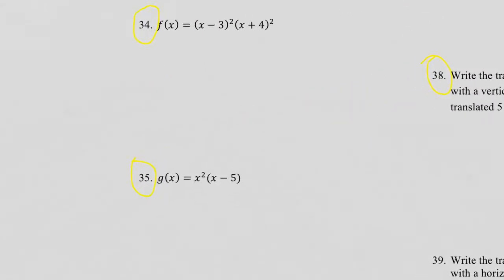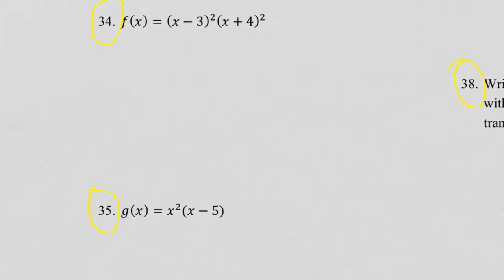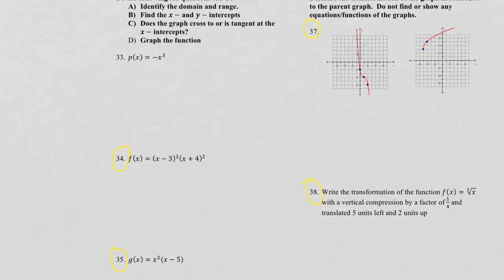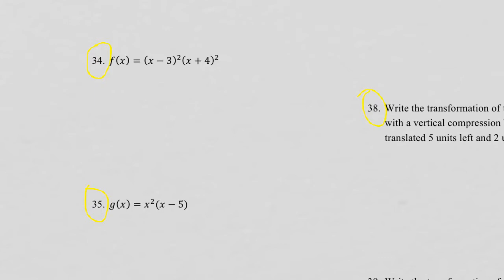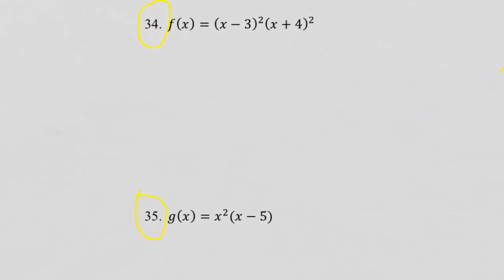All right, let's move on to 34. 34, f of x equals x minus 3 squared times x plus 4 squared. So the steps are identify the domain and the range, find the x and the y-intercepts, does the graph cross or is it tangent at the x-intercepts, then graph the function. Okay, so I'm going to start by finding the x-intercepts. That is the easiest thing I can think of right now.